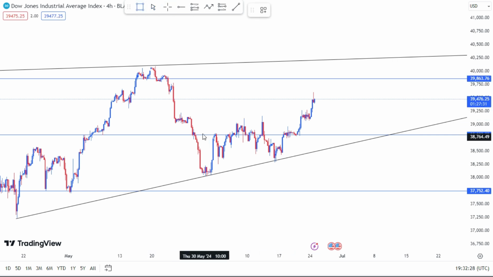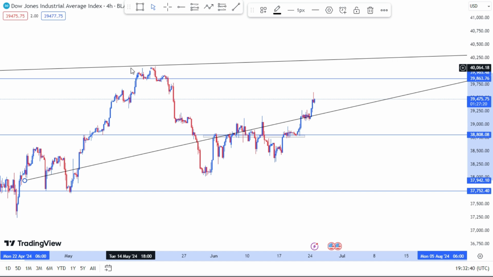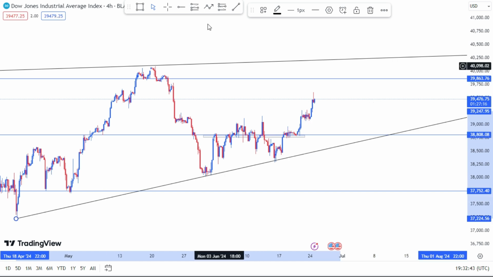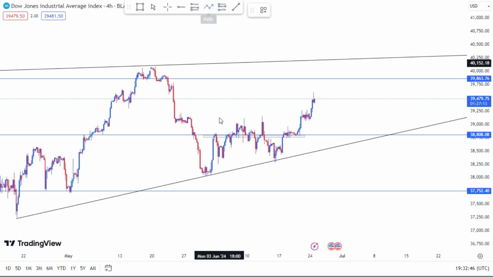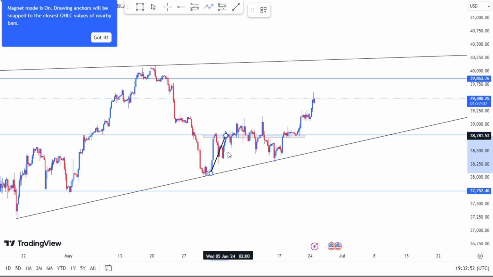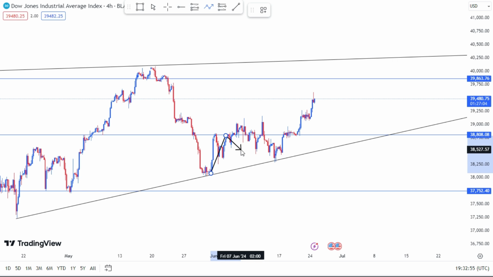If we pay attention very well, let me highlight this again. You can see that this level was respected over here and the market has been playing around this area here before it broke this level over here. Sorry about that, let me bring back that level. Okay, so this is what we have, right?